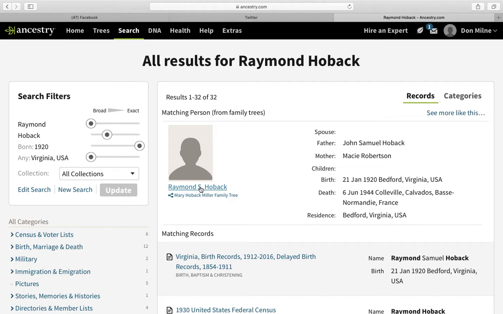I press search. Now we're lucky here because the very first one is someone that's in a family tree, so that's going to have a lot of detail all on one page. I'm pretty sure this is the person we're looking for. He was born in 1920, and he was in Virginia, and we know he died in World War II. Died on June 6, 1944, so that was D-Day.